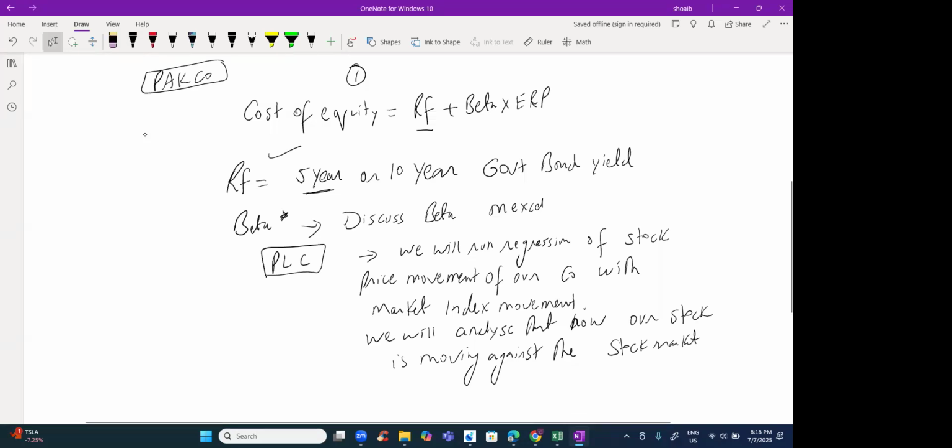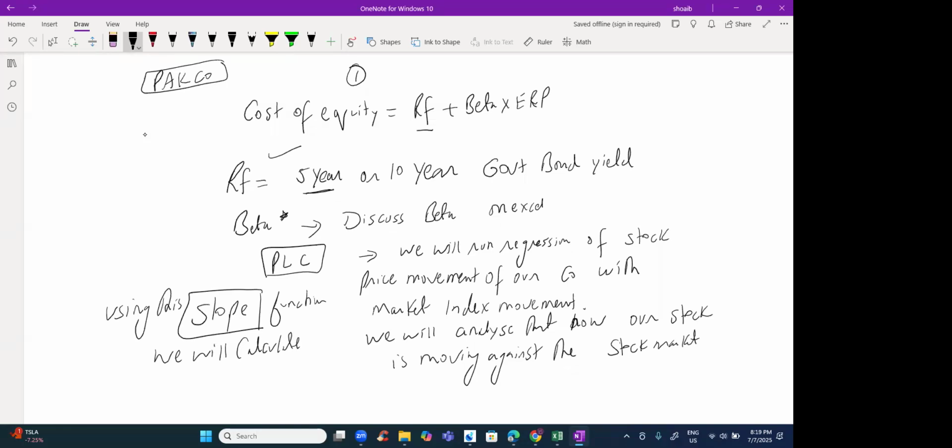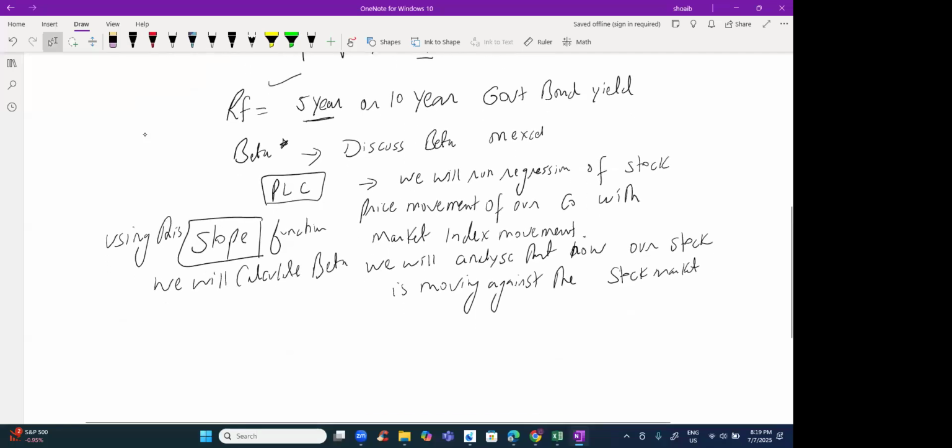So there is a function called slope in Excel. Using this slope function, we will calculate beta for a public listed company. Okay, sir. What about the private company?